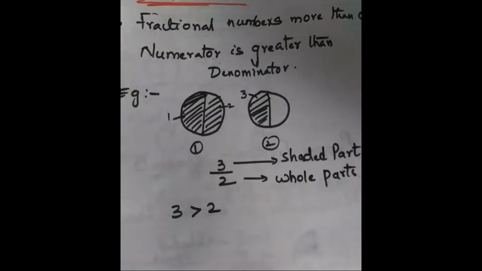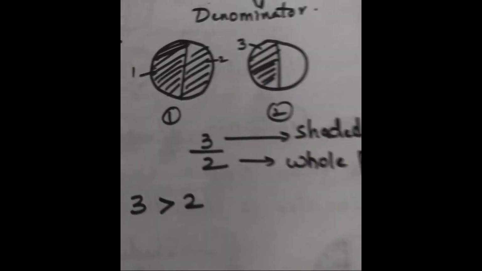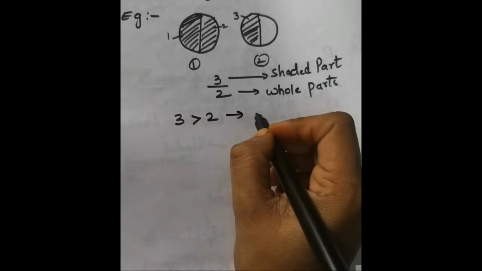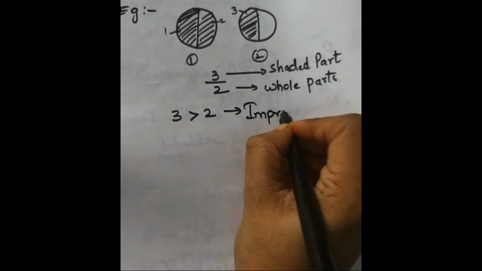By this example, three parts are shaded and there are two whole circles. Two whole parts, then we write it as 3 by 2, and 3 parts are shaded. 3 is greater than 2. Then numerator 3 is greater than denominator. So 3 by 2 is identified as an improper fraction.